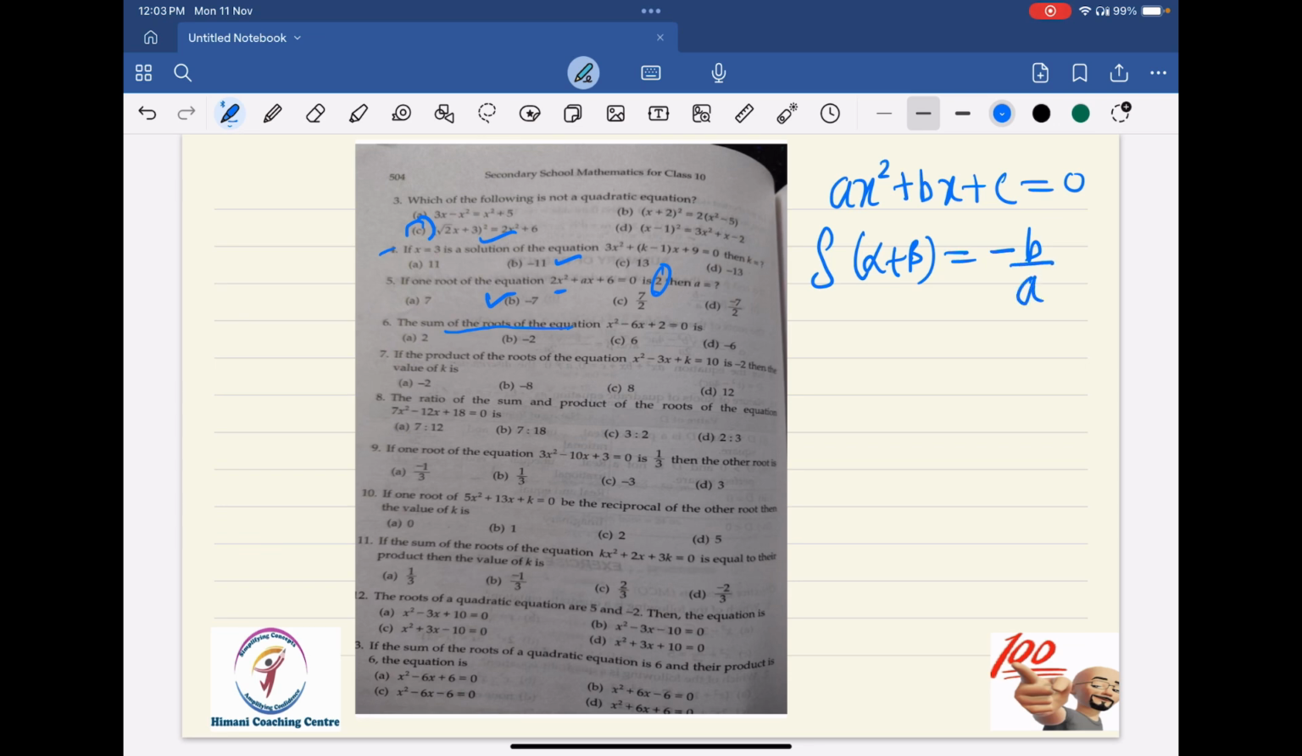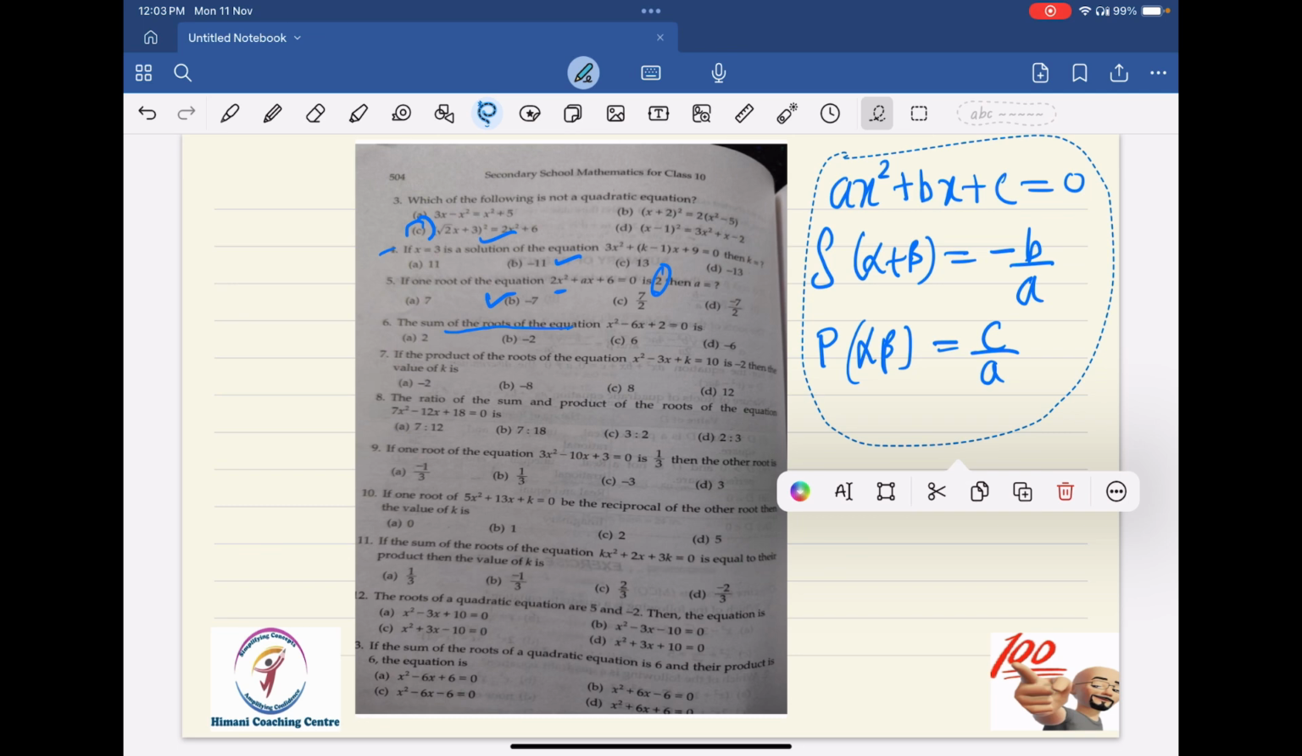So we have to find what is minus b by a, where b is the coefficient of x and a is the coefficient of x square, and the product alpha beta. We don't need it in this question, but I am still writing this down. So the product alpha beta is c by a, where c is the constant in the question and a again is the coefficient of x square. Okay.